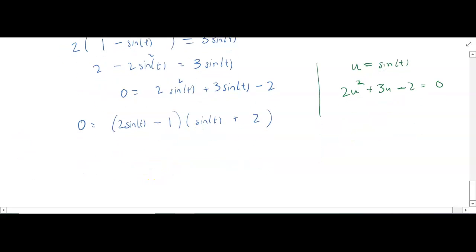All right, now set each factor equal to 0. Again, those things multiplied to 0 would mean one of these or both would have to be 0. We would have each factor, each factor in the parentheses, set equal to 0.